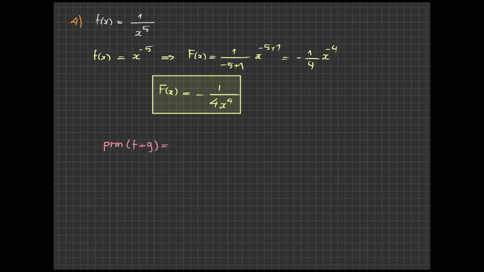Okay, you say do them separately. So it means calculate the primitive function for the first one, calculate the primitive function for the second one, and then add them. Okay? And then let me ask you another question. A primitive function for multiplication. Do you have any guess here?